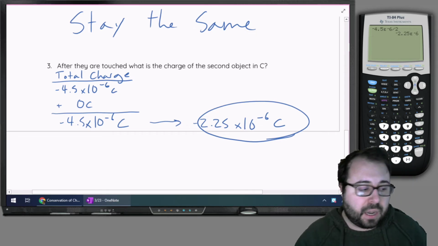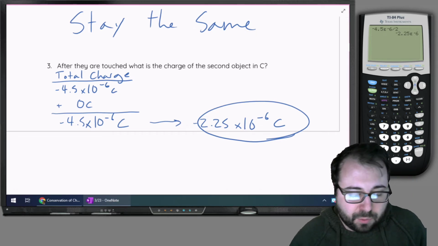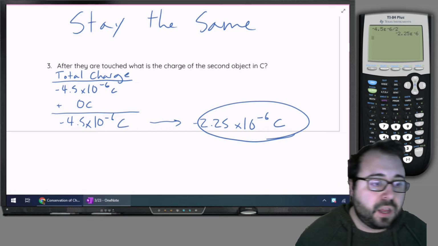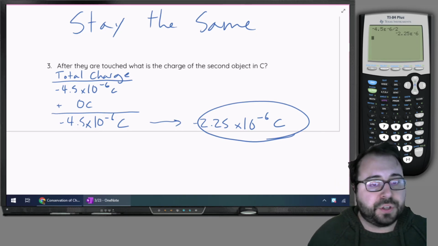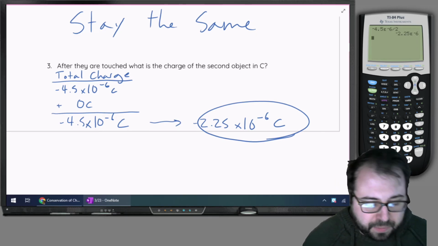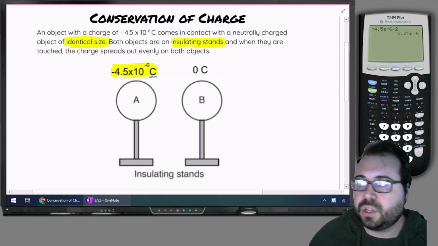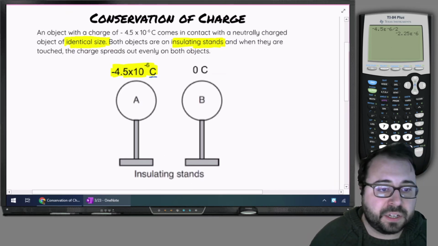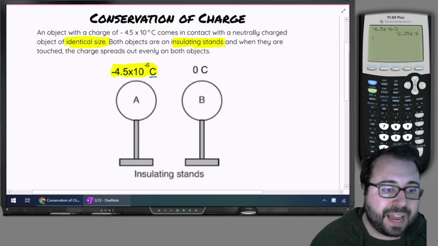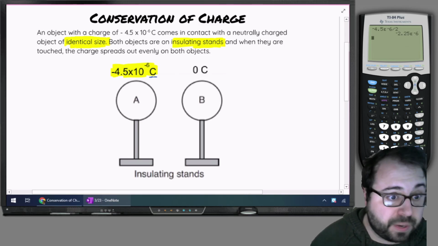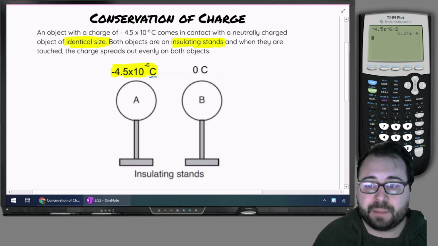So these problems are relatively straightforward. All you have to do is figure out what the total charge is, and then divide it by the number of objects that are there. In your next homework, you'll see that there are some with 3 objects, so you'll just be dividing by 3.